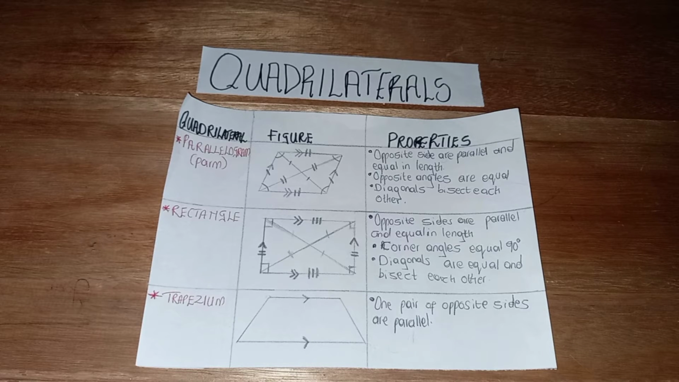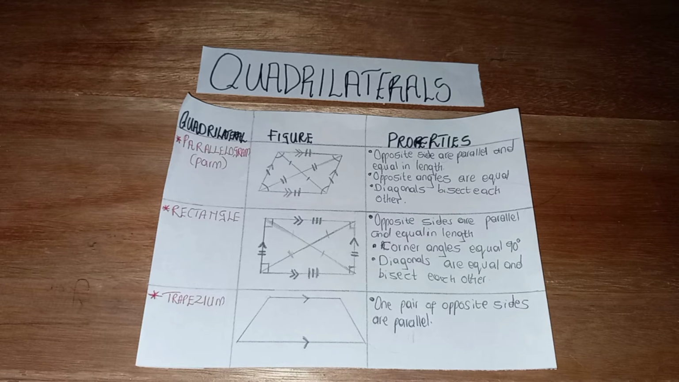So when they say prove that this shape is a parallelogram, you can prove it by talking about the opposite angles, or by talking about the opposite sides being equal, or even the diagonals bisecting each other, right? Let's move on to the second quadrilateral, which is a rectangle.